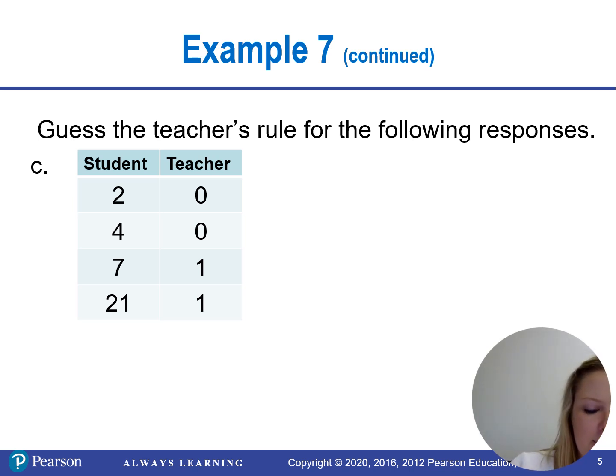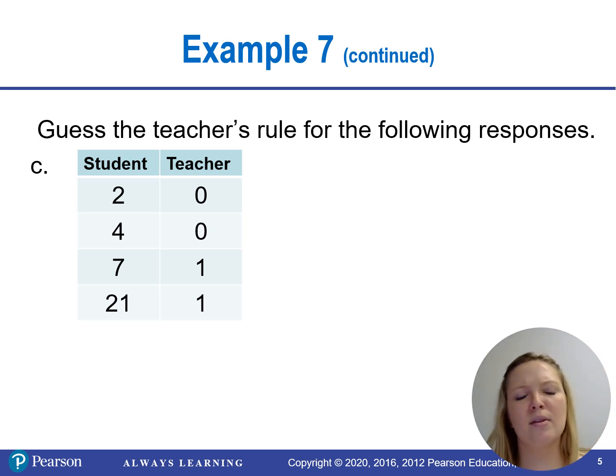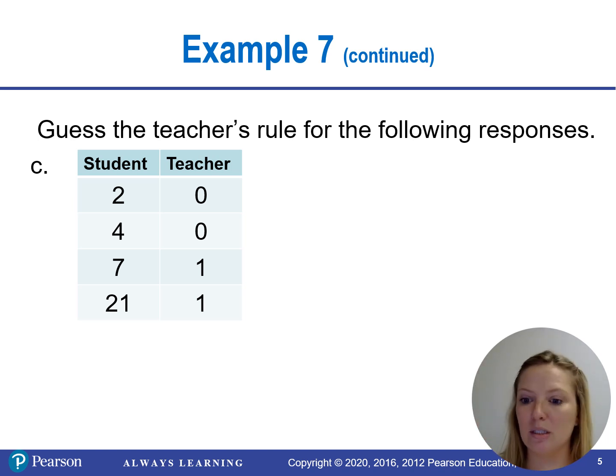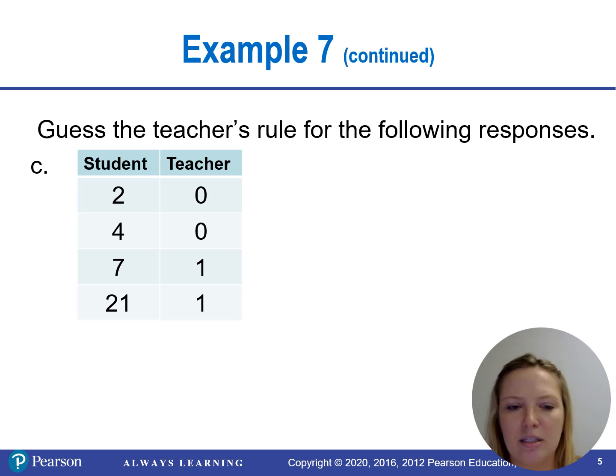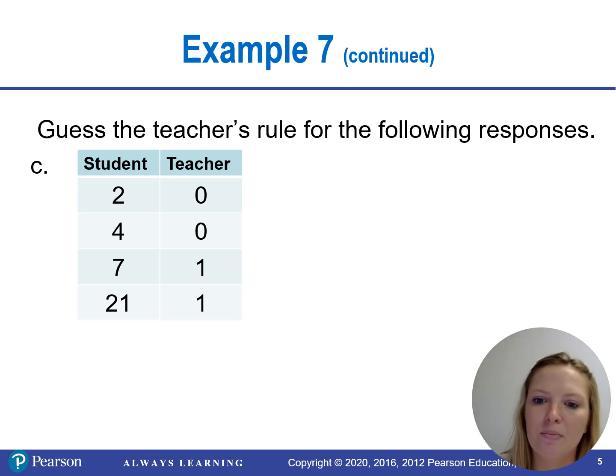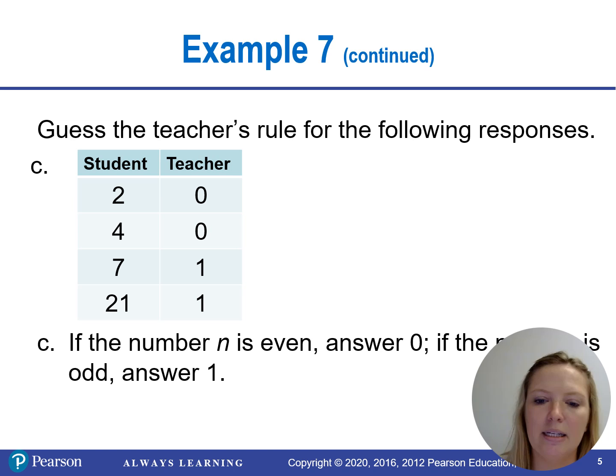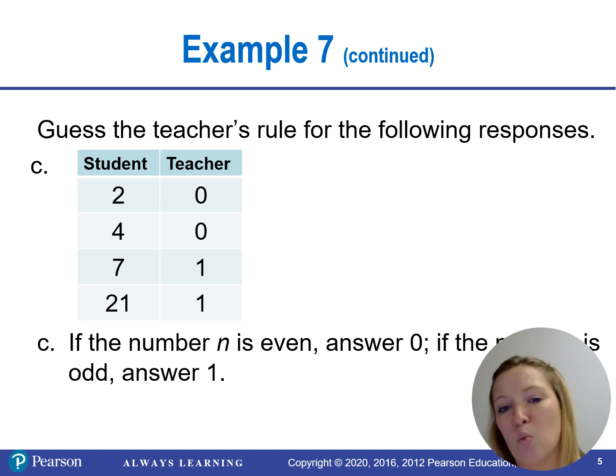And then lastly, we have this example. So student says 2, teacher says 0. Student says 4, teacher says 0. Student says 7, teacher says 1. Student says 21, teacher says 1. So in this case, I think, okay, well, maybe the teacher will only ever answer 0 and 1. But what's similar about the times that the teacher says 0 and the times that the teacher says 1? So here, one possible pattern we might see is that if the number is even, the answer is 0. If the number is odd, then the answer is 1.